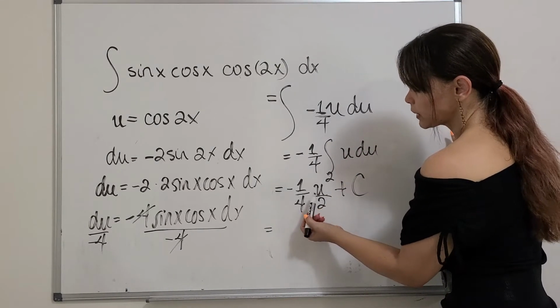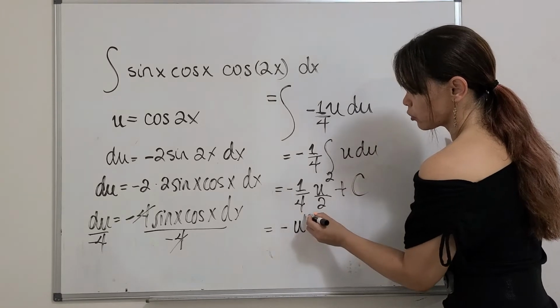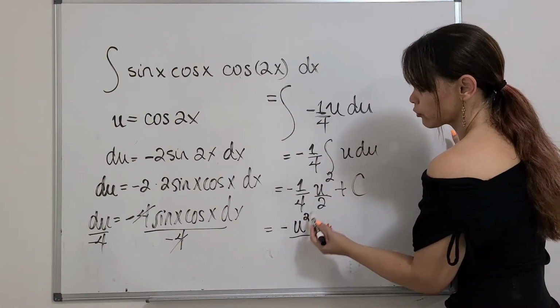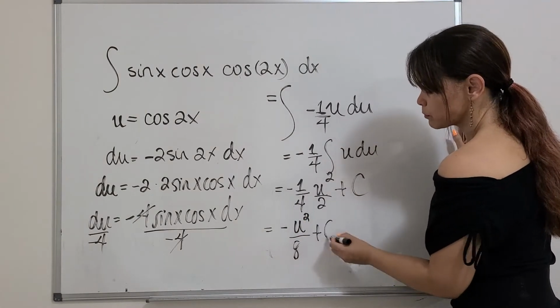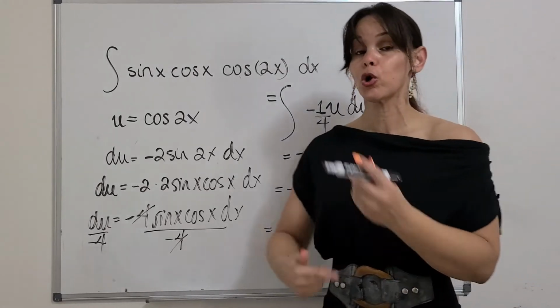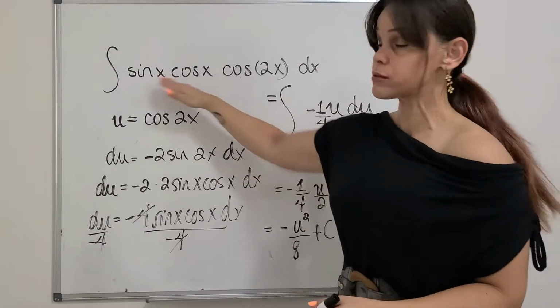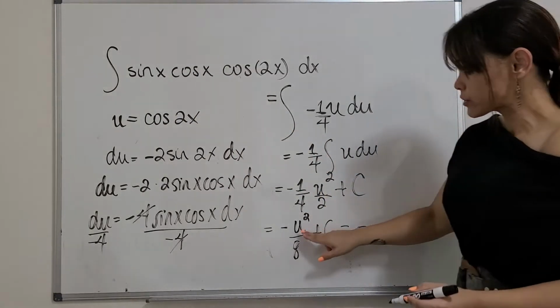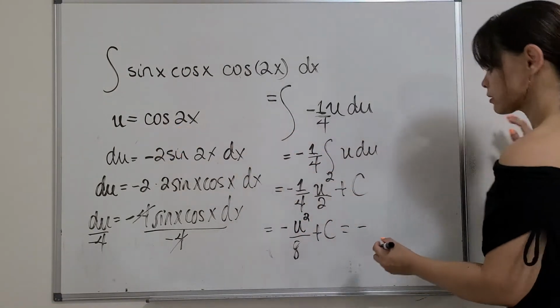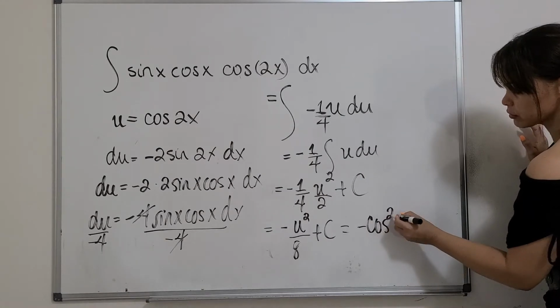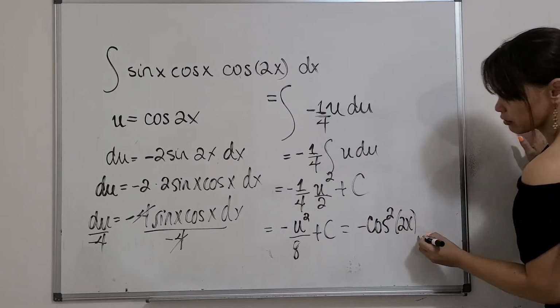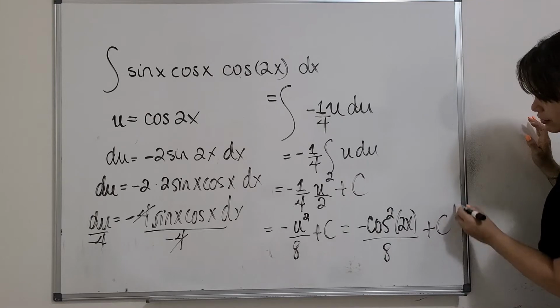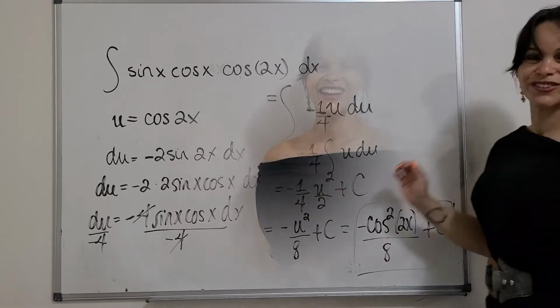So multiplying here, I have a negative u squared over 4 times 2, which is 8, plus c. But remember, as always, the last step, go back to x. In this case, x, because it's the variable of integration. So what was u? This is cosine of 2x. So negative cosine squared of 2x over 8, plus c. And there we go for this example.